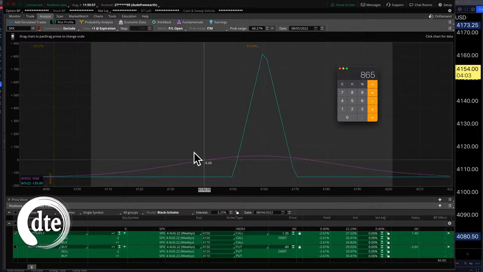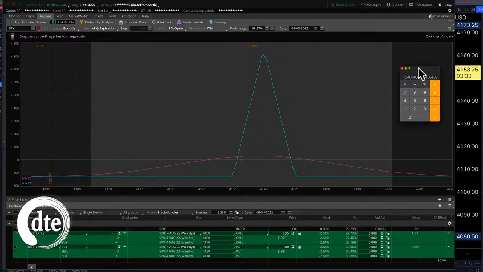Now I would divide that by the risk that I took on to get my risk to reward. That gives me the ratio between my risk, the debit, and the potential profit. So I divide it by 135. All right, so that's right inside my comfort zone, 6 to 8, at 6.4. So that's good. That's a good trade. And right now it's in profit.